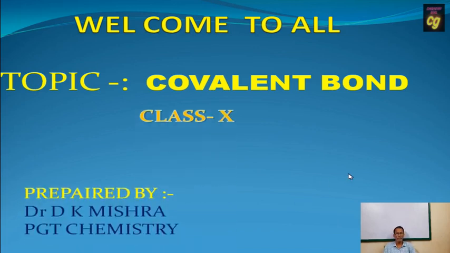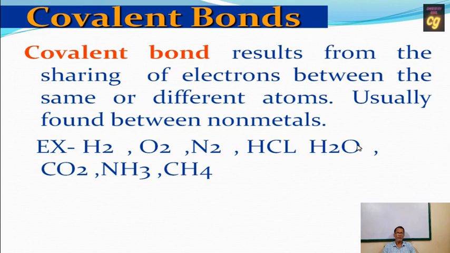Today we are going to discuss the topic covalent bond. We know a covalent bond is one type of bond produced between similar or different atoms by the sharing of electrons. That means this type of bond is produced between the same type or different type of atoms by sharing of electrons.